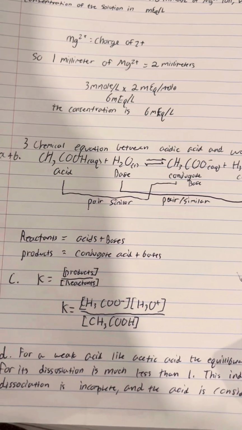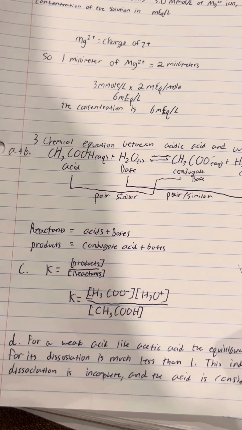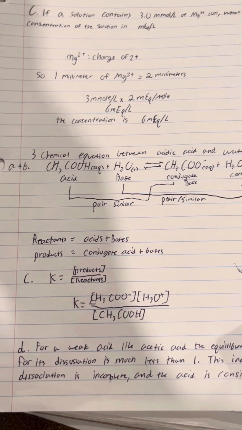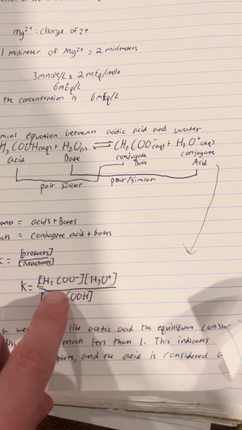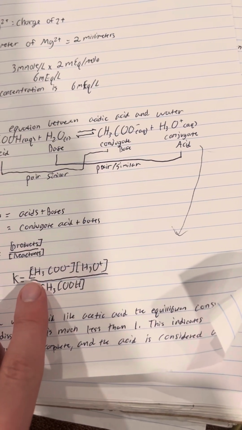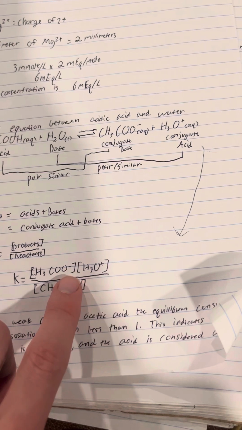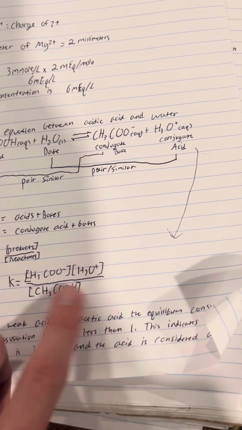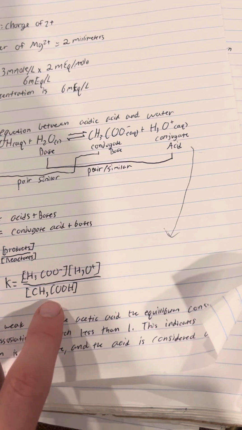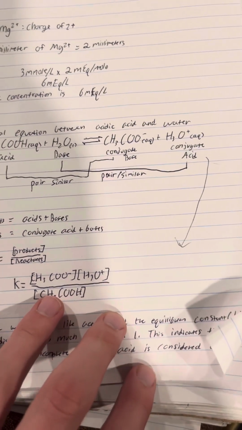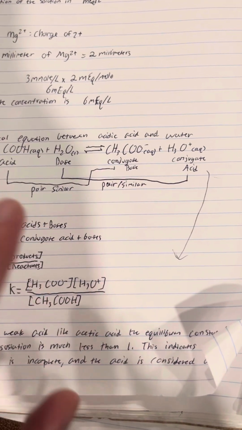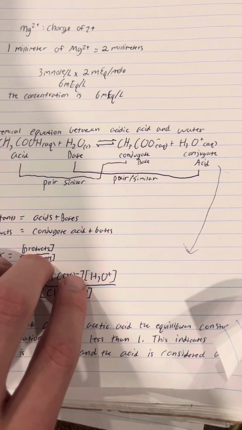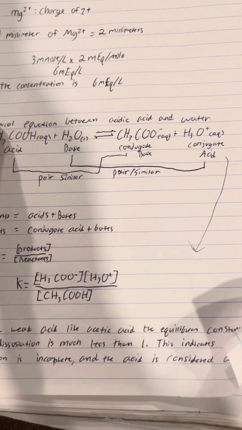Now moving to C, we are writing the equilibrium constant expression, K equals question mark, for this reaction. We can write this as K equals products over reactants, which would be K equals [CH3COO-][H3O+] over [CH3COOH]. That is just writing the equilibrium constant expression for this reaction.